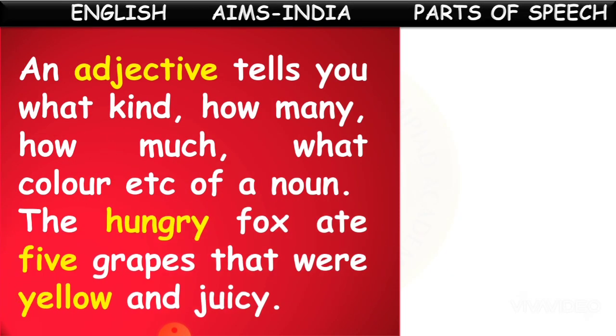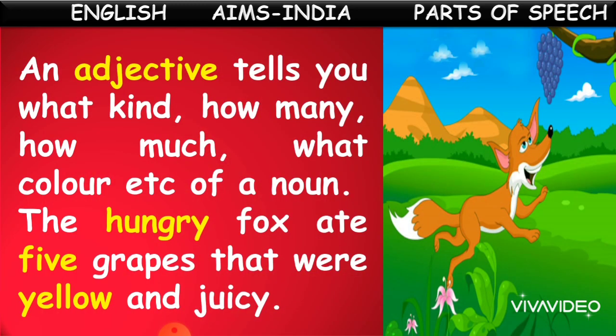What is it? An adjective. What is an adjective? An adjective tells you what kind, how many, how much, what color, etc. of a noun. It tells what kind of noun it is. If the noun is a thing, then how many are there? How much is there? What color is it? All this is known as an adjective. The word that tells about all these is known as an adjective.